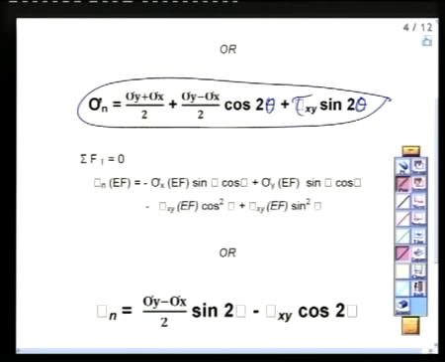I think we reached here. This is an important equation. You don't need to write it now. I will write it to you later.